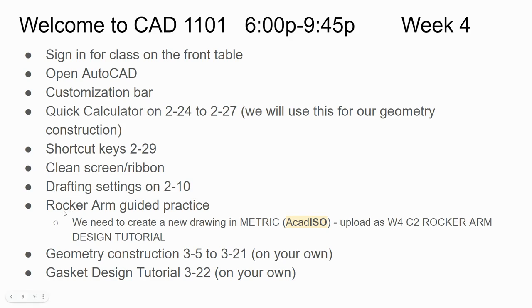So let's jump into using our AutoCAD today. The first thing I want to do is our rocker arm, if you'll notice, is in metric today. So I want to show you how to open up a metric template, which is important for the very beginning. So we're going to be looking for this CAD ISO as our template.